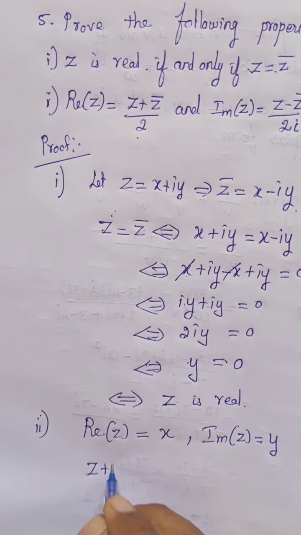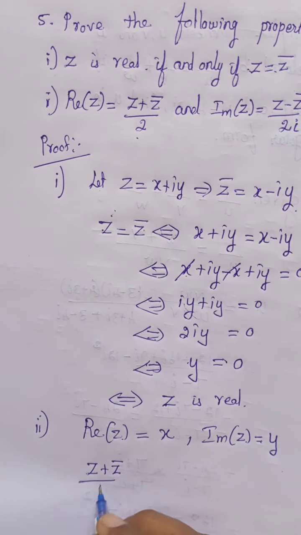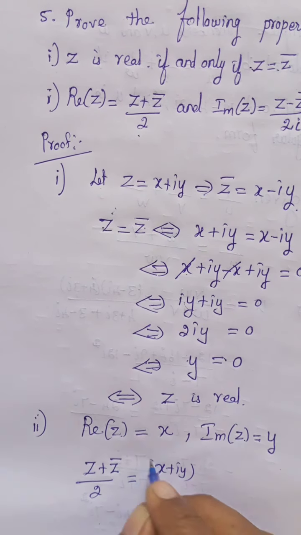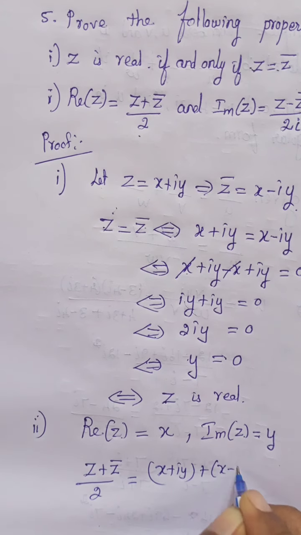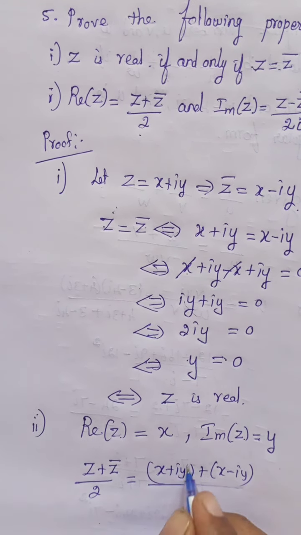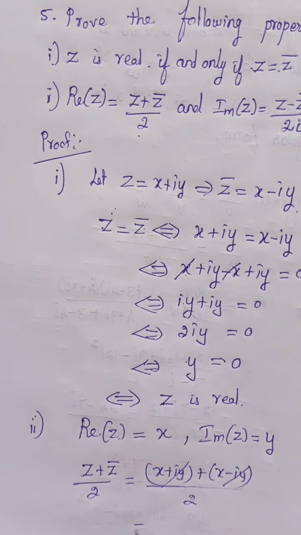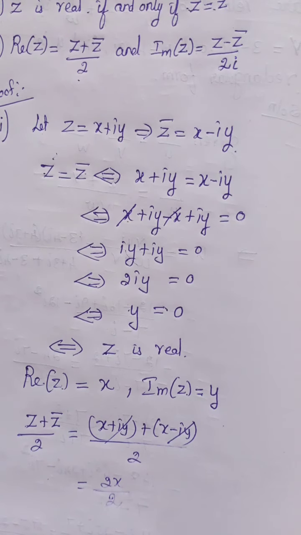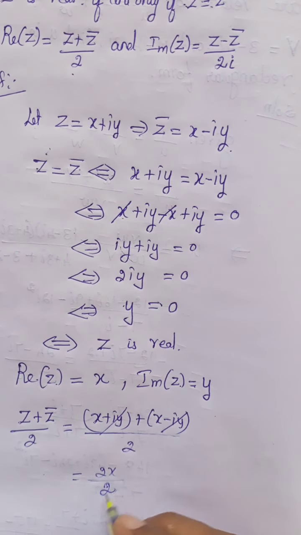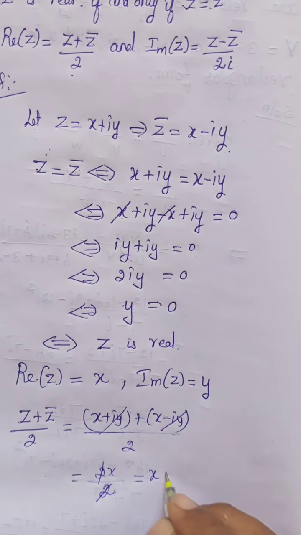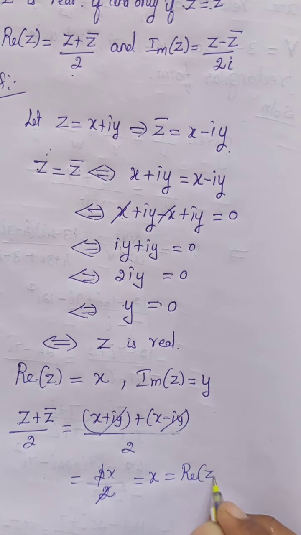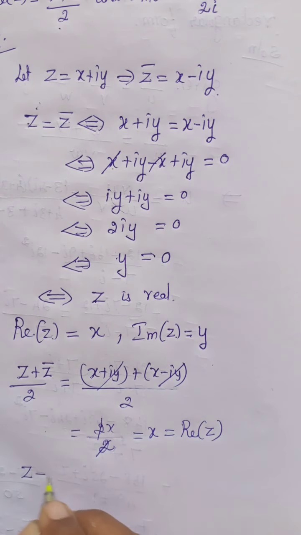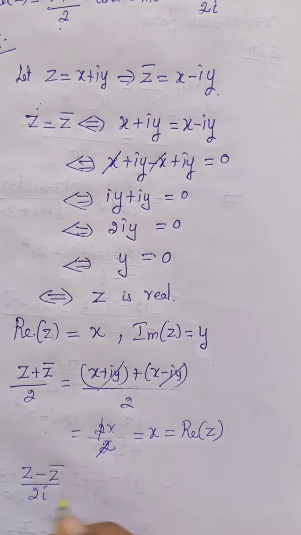Now, take the right hand side, (Z plus Z bar) by 2. That is (x plus iy plus x minus iy) divided by 2. See, minus iy plus iy will get cancelled. 2x by 2. 2 and 2 will get cancelled. I have got x, which is equal to real part of Z. Is that clear?